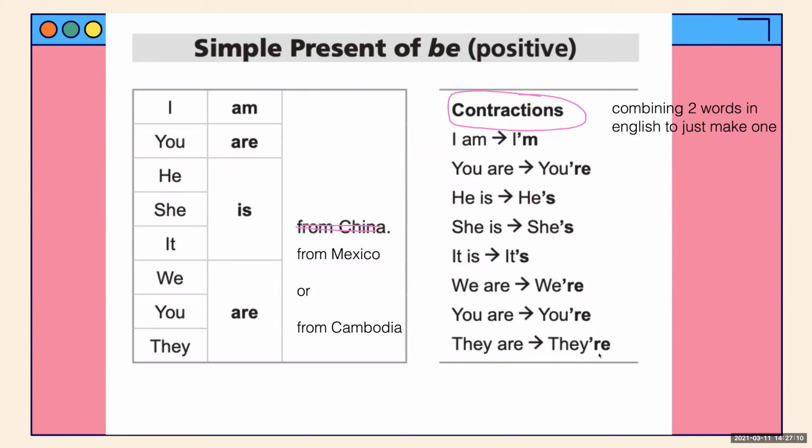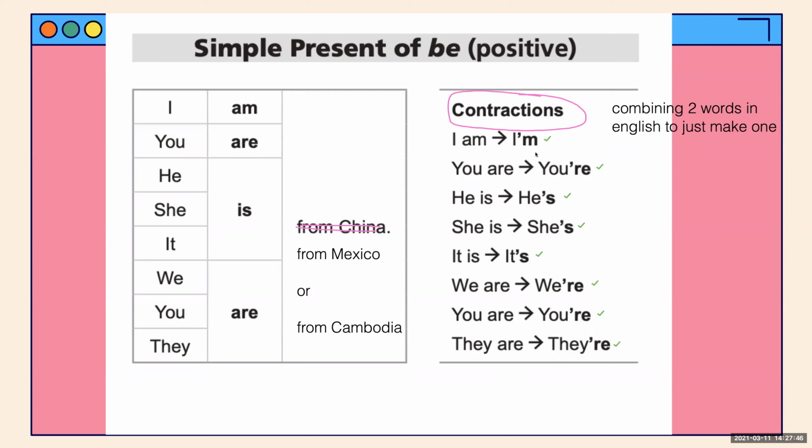They are, they're. I want you to pronounce these with me because I know some of us have a difficult time with pronunciation. So repeat with me. I am, I'm. You are, you're. He is, he's. She is, she's. It is, it's. We are, we're. You are, you're. They are, they're.